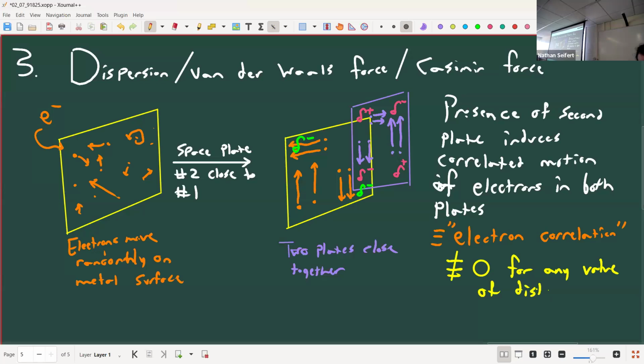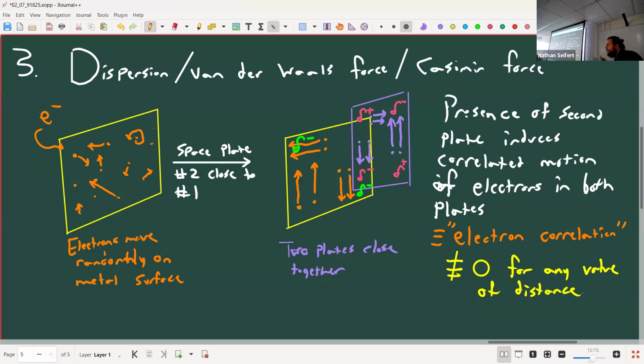So no matter what distance the plates are, this value is always non-zero, right? The electrons are always correlated to each other. It may be so weakly correlated we don't even notice it, but it's always a non-zero value. And when you do the analysis of this math, think about the energy of these two plates. You initially start with them separate, not interacting, and you bring them together and ask, what's the new energy of the plate combination? Does the correlation add energy or lower energy? Is it destabilizing or stabilizing?